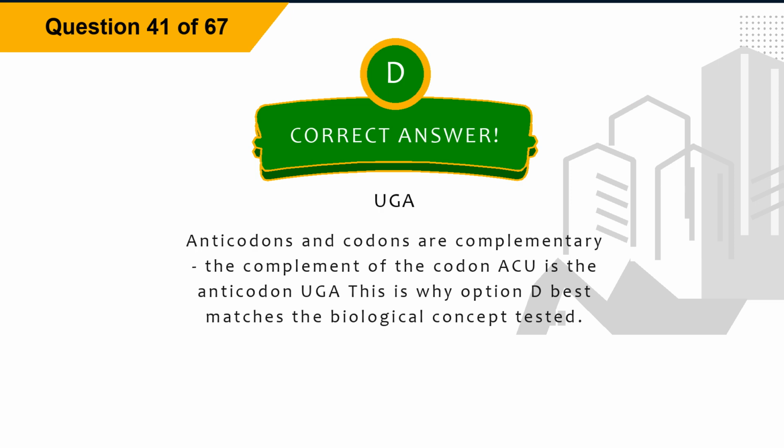The correct answer is option D, UGA. Explanation: anticodons and codons are complementary. The complement of the codon ACU is the anticodon UGA. This is why option D best matches the biological concept tested.